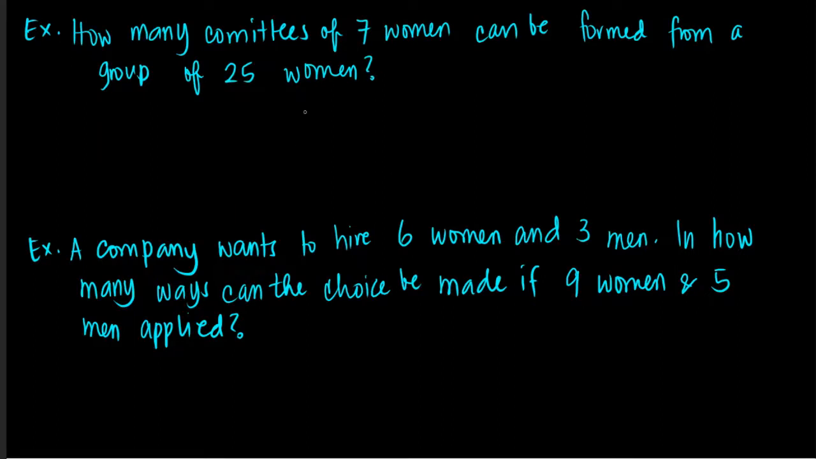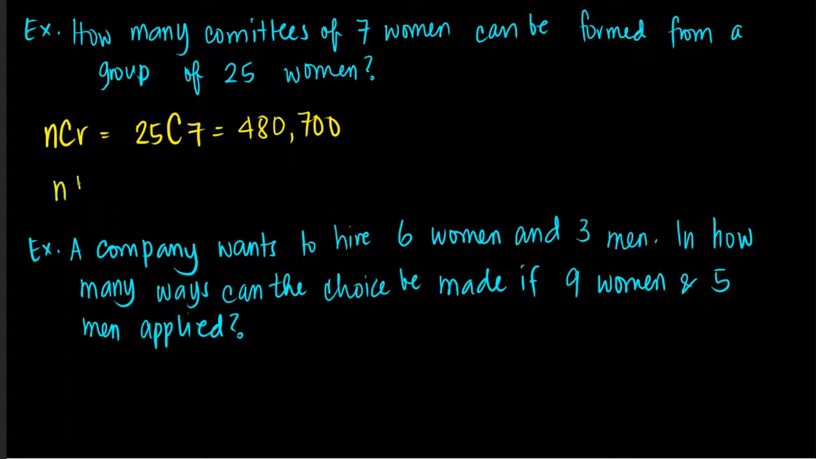For example, how many committees of 7 women can be formed from a group of 25 women? Once you pick those people and arrange them in a certain way, you won't consider other arrangements. It's combination for sure. So, you can put in your calculator the nCr. Our n is 25, and our r is 7. So 25 C 7 is equal to 480,700. These are the number of possible committees.